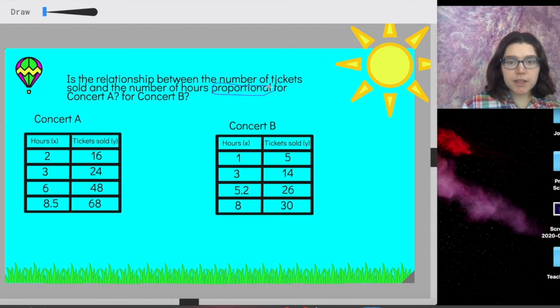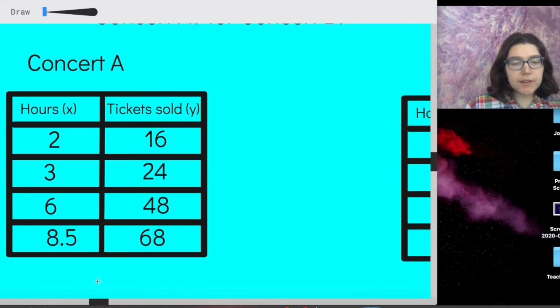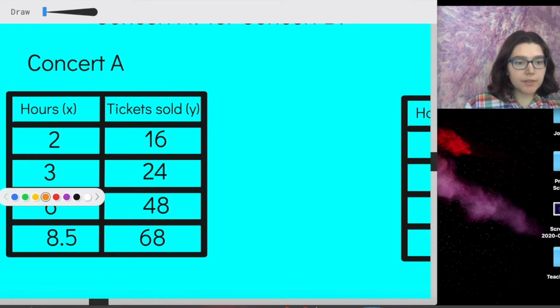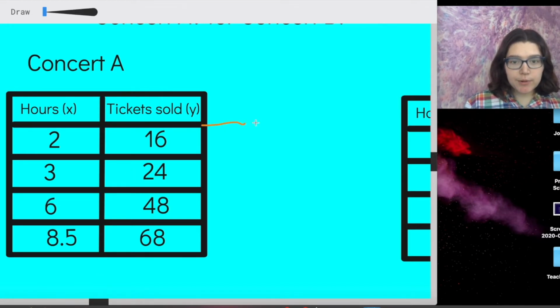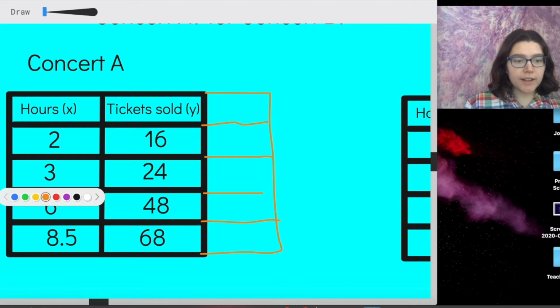Proportional means that, one way we define it, when we take the ratio of my y values divided by my x values, all those ratios need to be equivalent for every single pair of values. So we're going to first look at concert A and then do it for concert B. So what I'm going to do is extend my table to have a last column where I find the y value divided by my x value, the ratio of y to x.